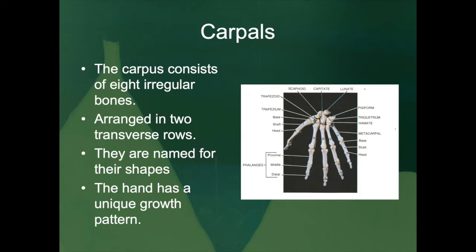So the carpus, or wrist, consists of, in this case, 8 small bones or carpals. Each of these are united to one another by ligaments. The bones, in a sense, are arranged in 2 transverse rows with 4 bones existing in each row. Now, as you're starting to learn these different bones, realize that they are named for their shapes.